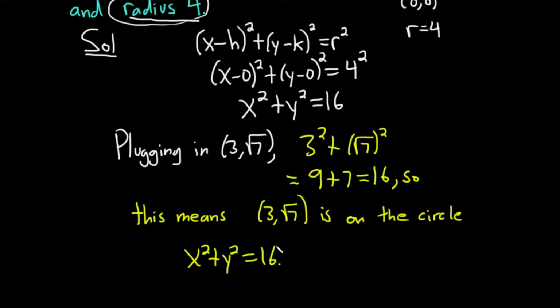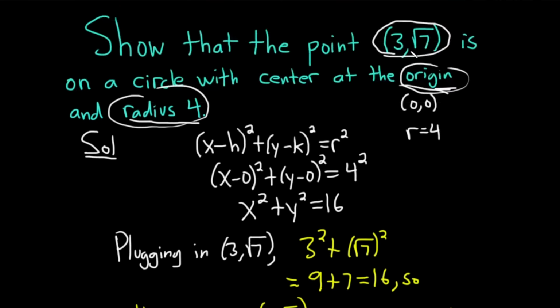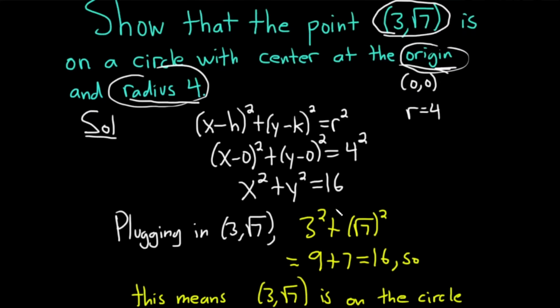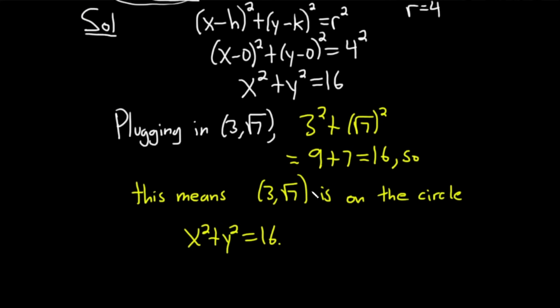So that's all you really have to know. You have to know what it means for a point to be on the circle. Again, it means that when you plug in an x and y, you get 16. You can come up with other numbers too. It's just in this particular case, it wanted us to show that this particular point was on the circle. So yeah, kind of cool.